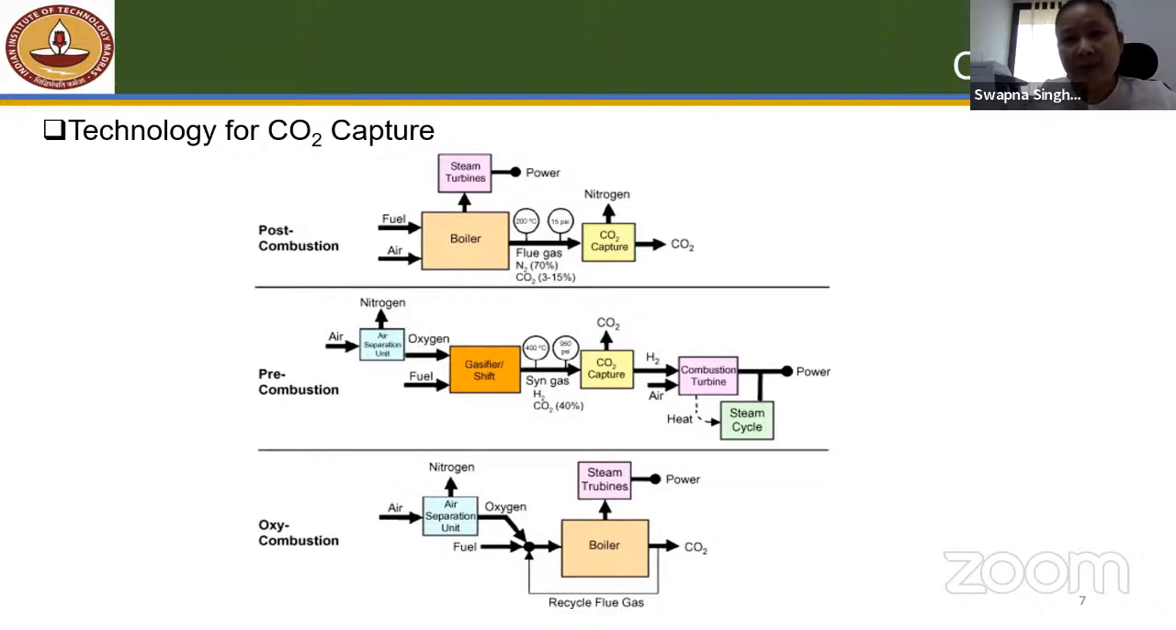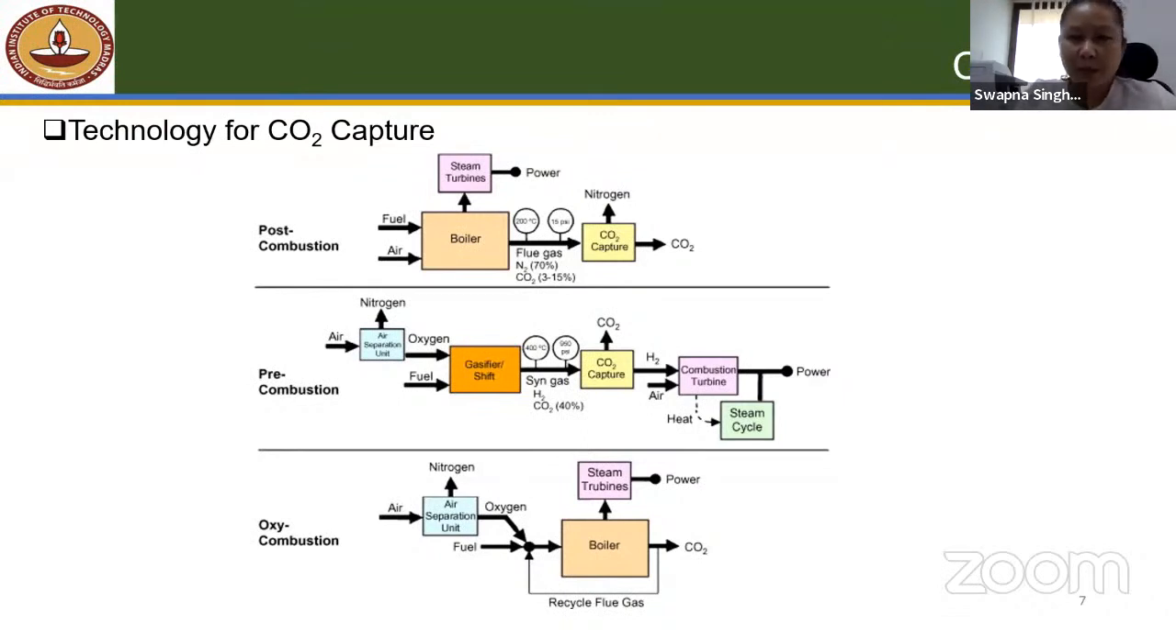But the flue gas coming out contains a lot of nitrogen and CO2. Then it is captured with the help of different options and technologies, and CO2 is separated from the nitrogen, and the CO2 is transported.